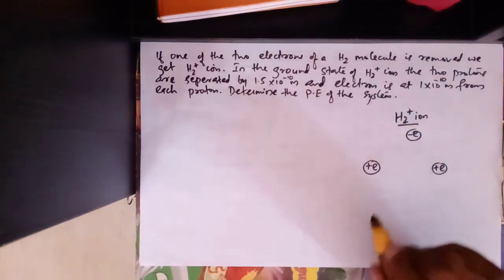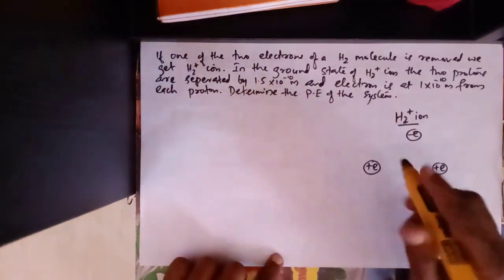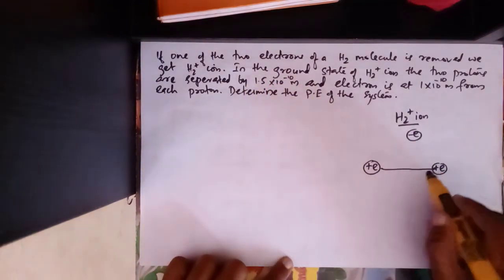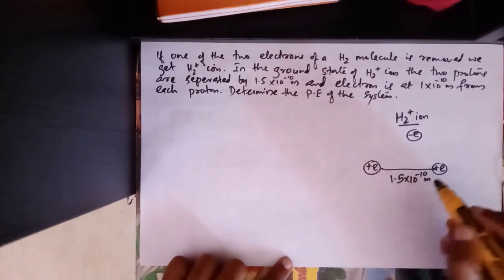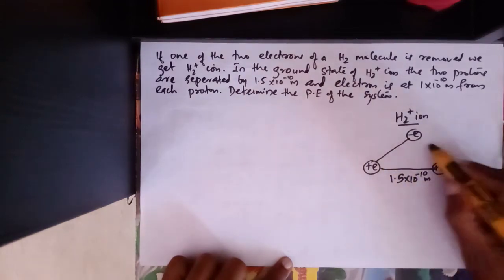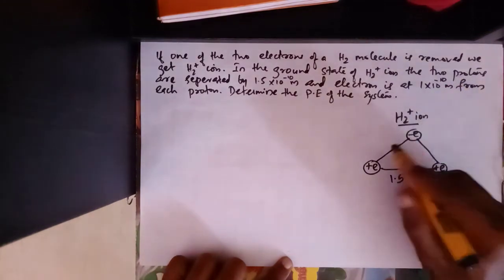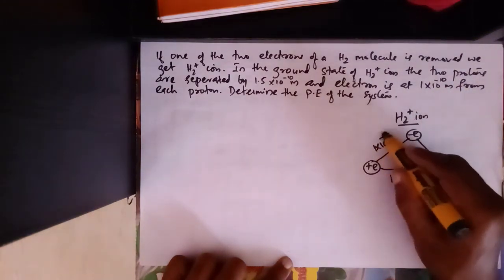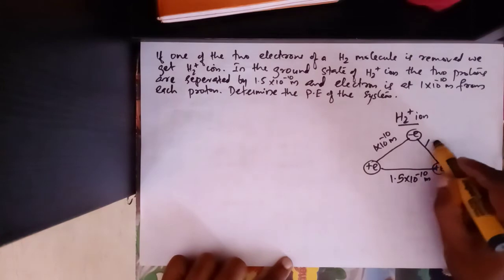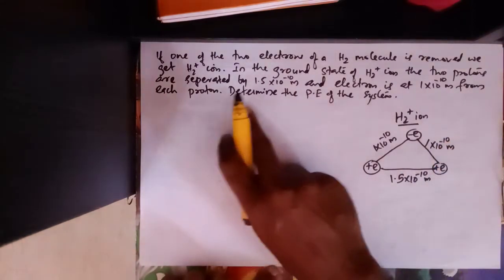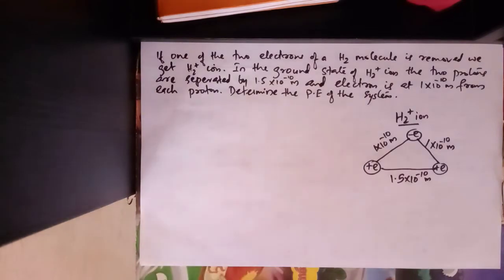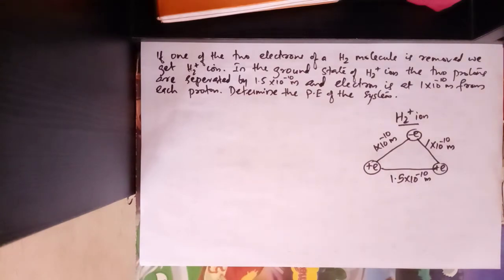The protons are separated by a distance of 1.5 into 10 raised to minus 10 meter. And each proton is separated from the electron by 1 into 10 raised to minus 10 meter. Here also, 1 into 10 raised to minus 10 meter. What's the question? Determine the potential energy of the system. So we need to find the potential energy of this arrangement of 2 protons and 1 electron. That's our aim.